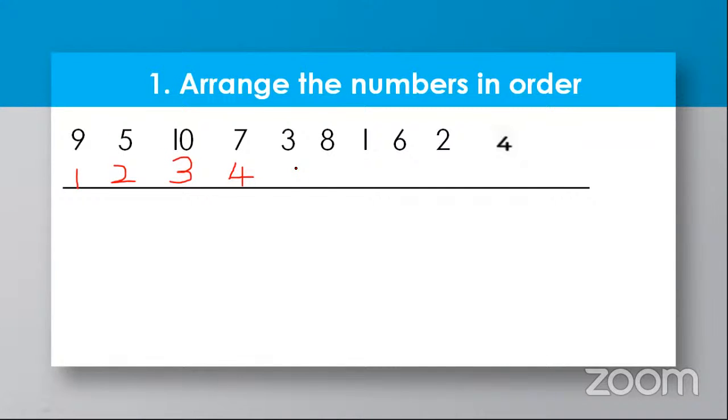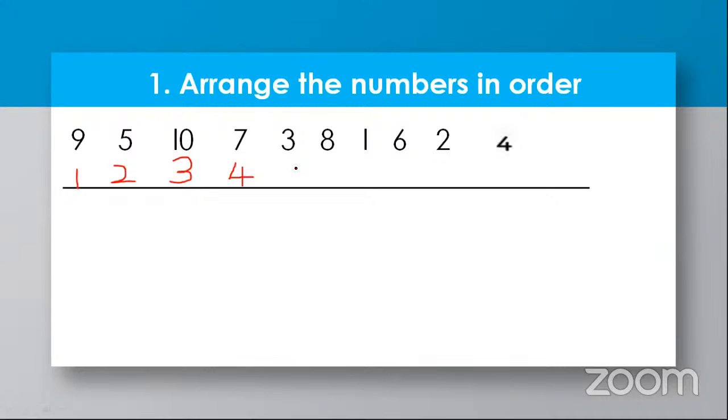So we shall write it there. Good job. Now, which number comes after number 4? Remember, we are arranging the numbers in order. So after number 4, which number comes? Which number is next? Jordan. Number 5.